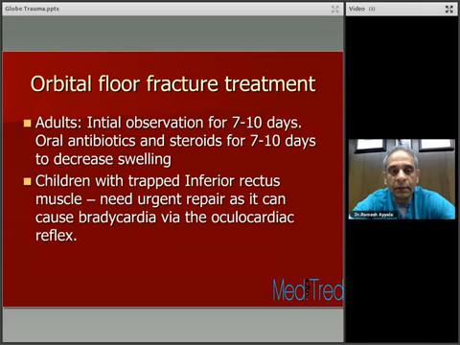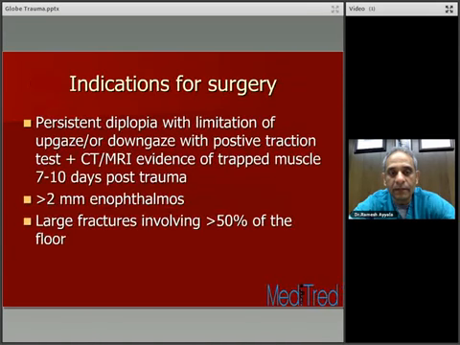For the treatment of the orbital floor fracture, if the patient happens to be an adult, initial observation for 7 to 10 days, with oral antibiotics and steroids for 7 to 10 days to decrease the swelling, following which you can offer treatment, and we'll go through that in the next slide. Children with trapped inferior rectus muscle need urgent repair as it can cause bradycardia via the oculocardiac reflex. Remember this.